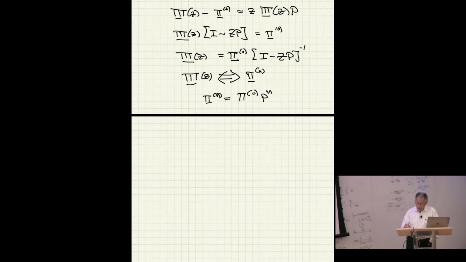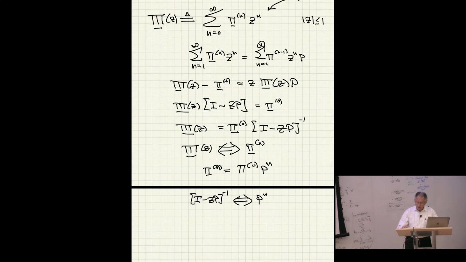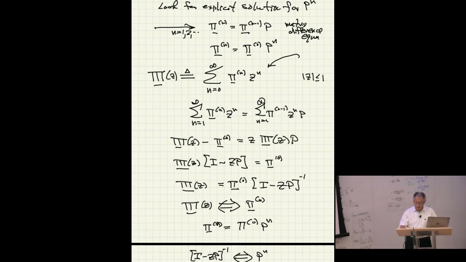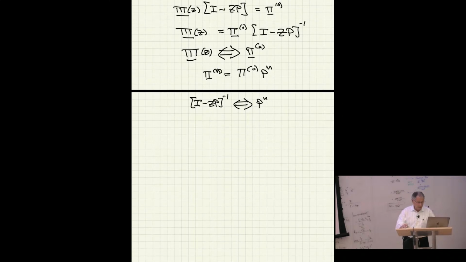If I look at these last three equations, that tells me immediately that I minus zP inverse is the z transform of what I'm looking for, of P to the n. I'm going to take this definition of pi of z and call this equation 8. Because the thing I just cooked up now, I'm going to call equation 9. So now we have an expression on the left-hand side whose inverse transform is what we're looking for, P to the n.